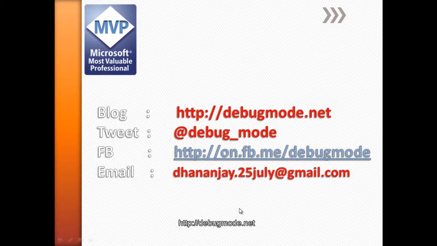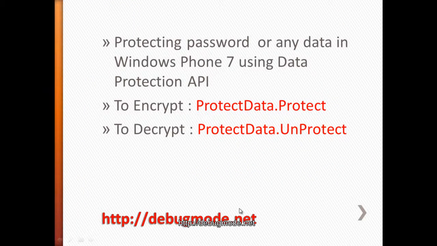My name is Dhananjay Kumar, and in today's episode we are going to see how we can protect a password or any important data in Windows Phone 7 using the Data Protection API. The Data Protection API allows you to protect your data without providing any key, which any popular encryption algorithm requires. If you want to protect your password or any data, it's very simple.